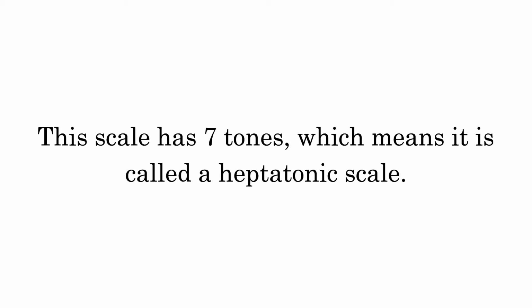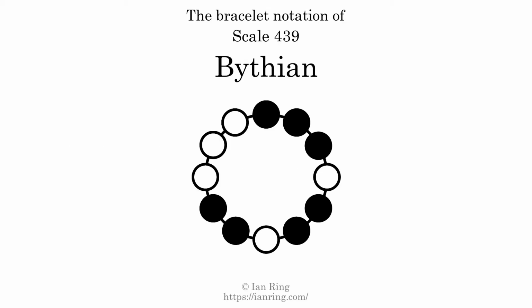This scale has 7 tones, which means it is called a heptatonic scale. This is a bracelet notation diagram of scale 439. The shaded circles represent tones that appear in the scale, and they are read clockwise, starting at the top.